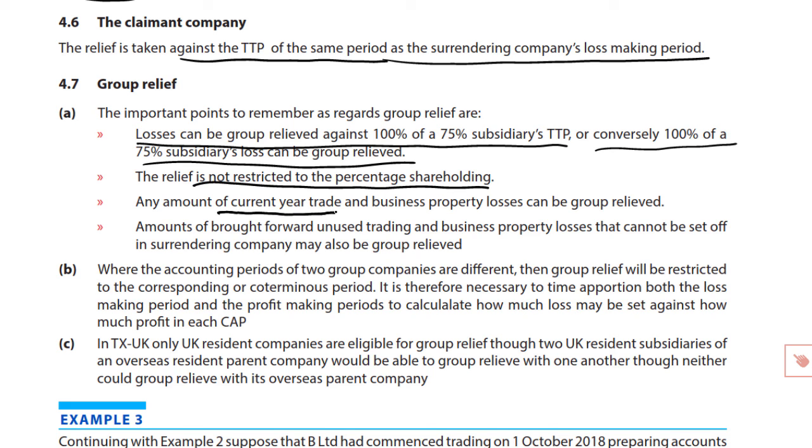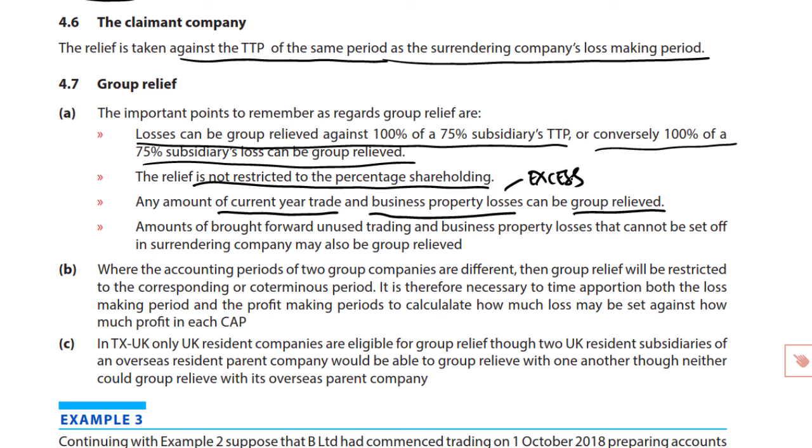Any amount of a current year trade loss is available to be group relieved. Just one point there, it says and business property. Remember, as regards business property losses, it is only excess. Only those business property losses in the period that exceed the total profits of the period are eligible for group relief, as stated in the previous notes.